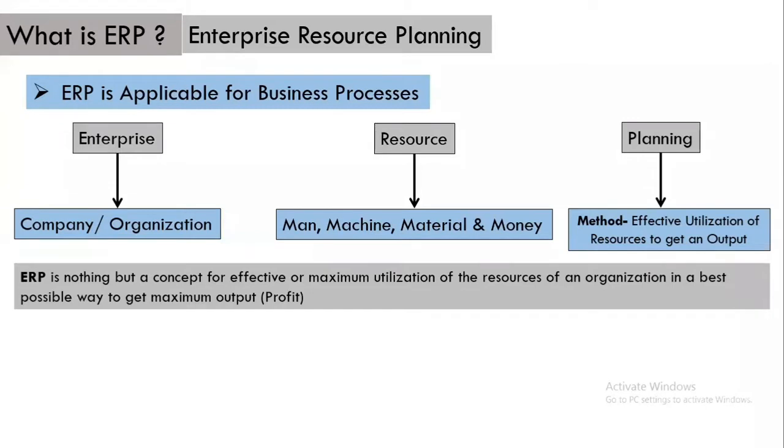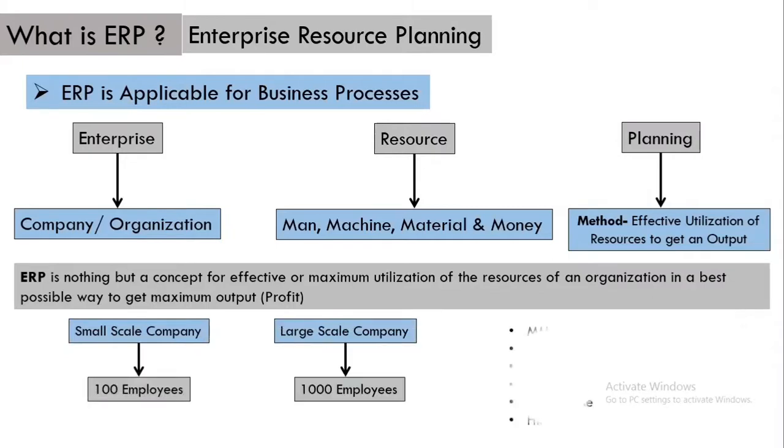See, as I told you, these are the main resources of any company: man, machine, material, as well as money. These are the four major resources of a company. The effective utilization of these must be in a centralized manner. That's the main motto of introducing an ERP software. Some ERP softwares are centralized and some are non-centralized. We can have two types of companies: one is a smaller company and another is a large scale company. In a small scale company, consider we have 100 employees. In a large scale company, we will have 1,000 employees.